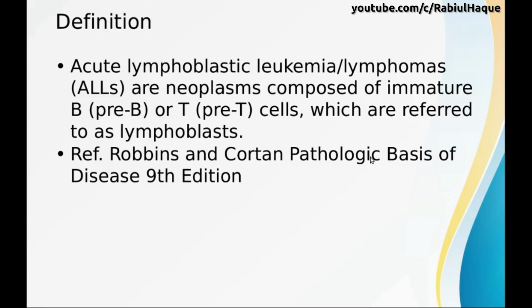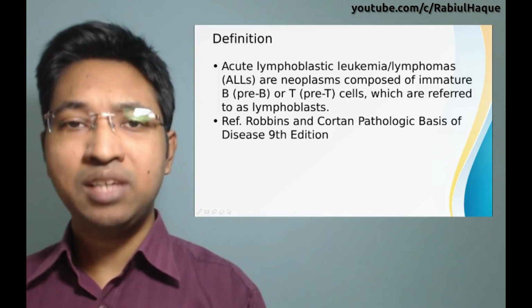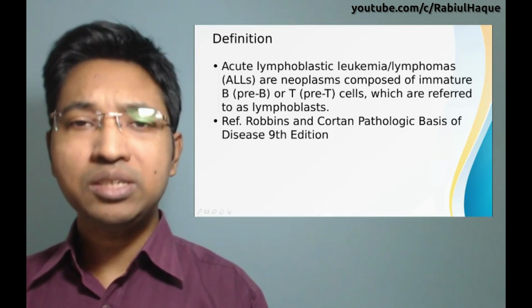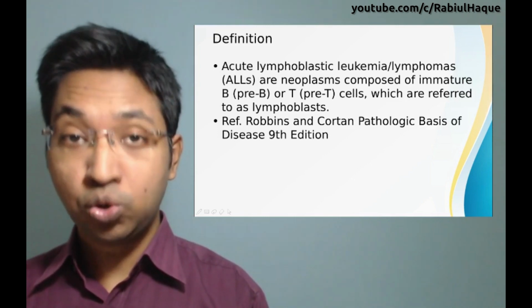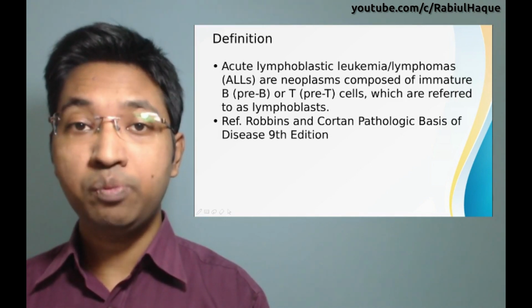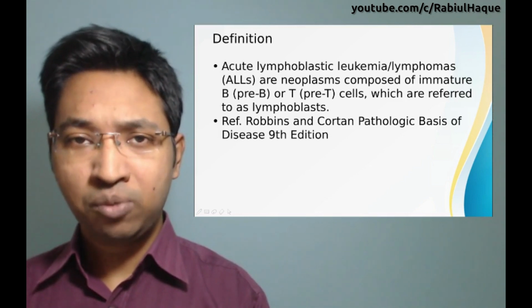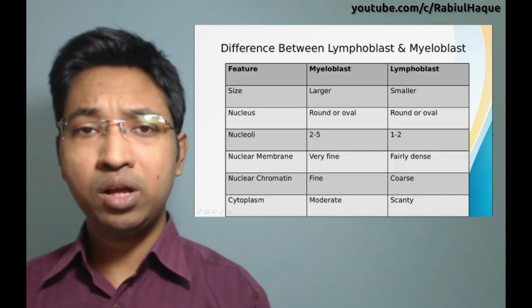So how can we define acute lymphoblastic leukemia or lymphomas? These are neoplasms composed of immature B cells or T cells, which are referred to as lymphoblasts. Whenever you mention the term lymphoblast, the examiners are very fond of asking you, how can you differentiate between a lymphoblast and a myeloblast? That's a very good question, and it is very important for your examination. We had already talked about that in our previous lecture, but I am recalling it here because it is very important for both your written and oral examination.